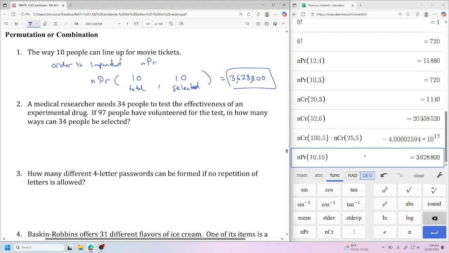Yep. So, okay, medical research needs 34 people to test a new drug. Of the 97 that volunteered, we're going to only pick 34. Is order important? No. In this case, it doesn't really matter. As long as you get selected or not, it doesn't matter if you were first or second or fifth to get the drug. So order's not important.